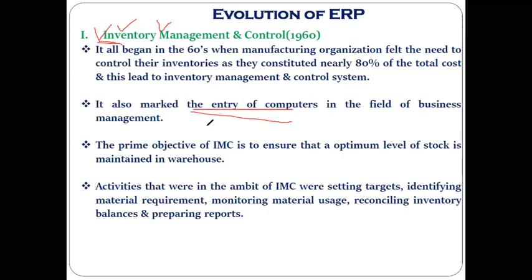Understood? And that is the first stage where an automatic system, the computer, comes into business management. For inventory management and control, there is utilization of this kind of information system, through computers. So the main objective of inventory management and control is to ensure that the optimum level of stock is maintained in the warehouse. Means what? The main objective of IMC.